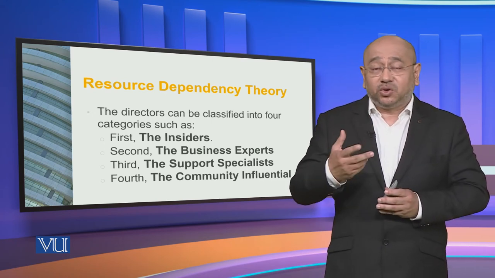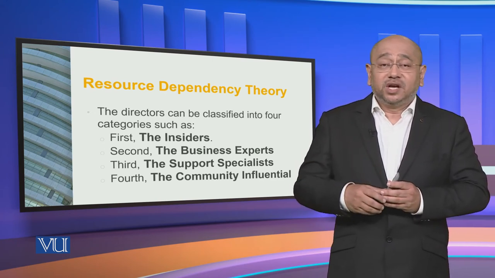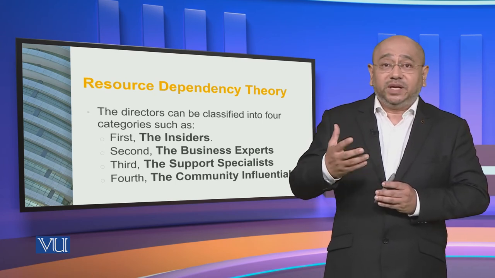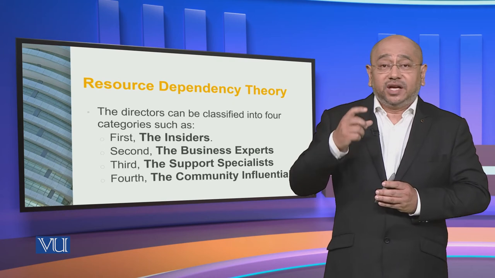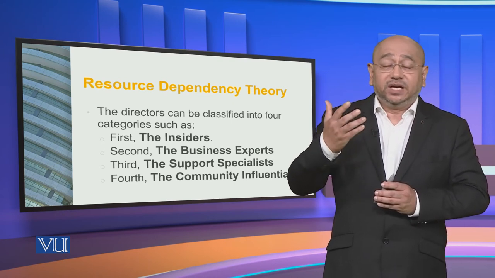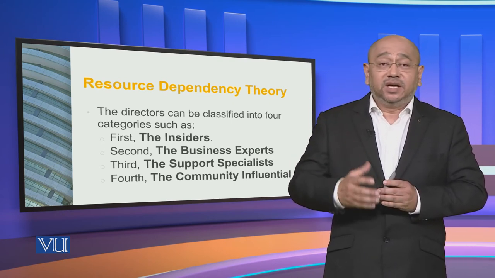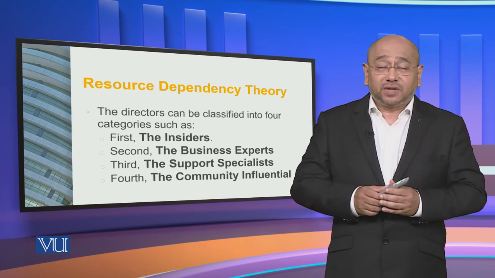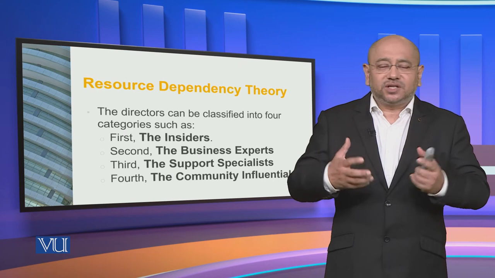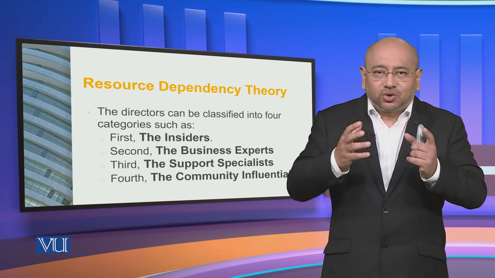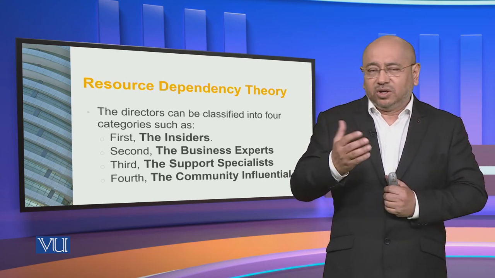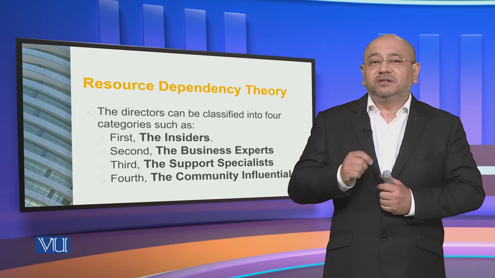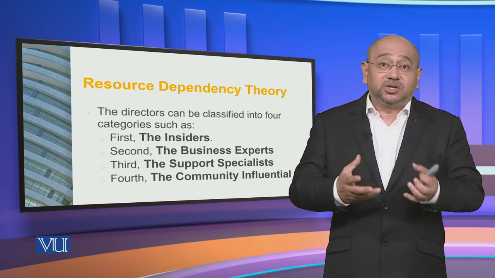Now, the third type are the support specialists. These support specialists could be policy makers, could be strategists, could be experts in a particular area. For example, could be a Kaizen expert, could be a resource expert, could be an expert in procurement. So, these different support specialists are also very important for any board or organization in the context of this resource dependency theory. But a very, very important one is actually the fourth one, the community influencers.